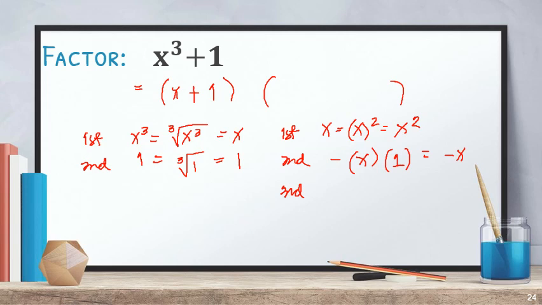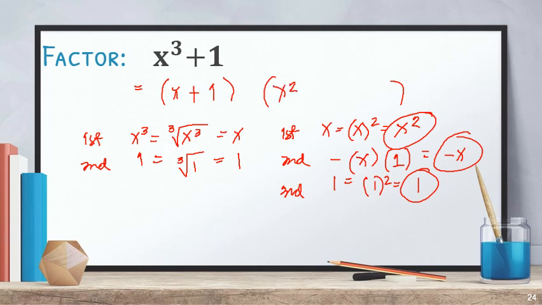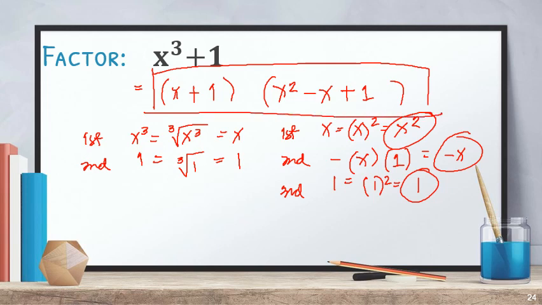Next, for the last term or for the third term, get the squared of the second term of your first factor. So what is the squared of 1? And that is 1. Now, you will write all these terms inside these parentheses. So x squared minus x, and since 1 is positive, we will be writing plus 1. So the factor of x cubed plus 1 is x plus 1 multiplied by the quantity of x squared minus x plus 1.